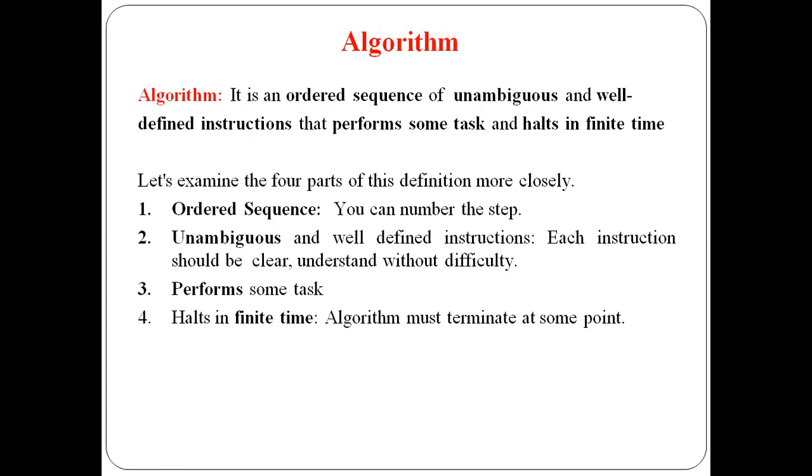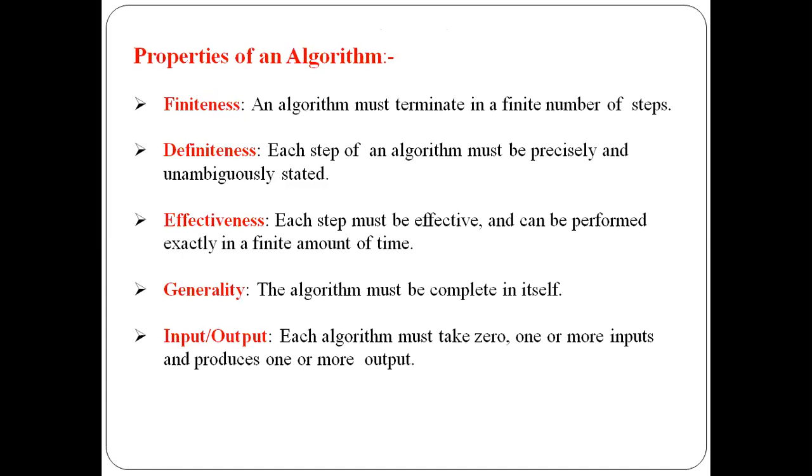While discussing algorithm, we have some properties for an algorithm. The properties are finiteness, definiteness, effectiveness, generality, input and output. In the next session, we are going to discuss these properties of an algorithm and we'll see what a flowchart is, and then we'll go for some examples in the next session.